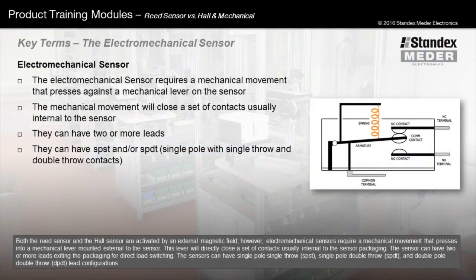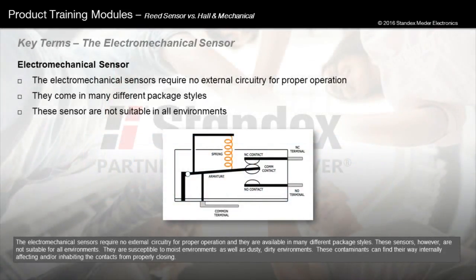Both the reed sensor and the Hall sensor are activated by an external magnetic field. However, electromechanical sensors require a mechanical movement that presses into a mechanical lever mounted external to the sensor. This lever will directly close a set of contacts, usually internal to the sensor packaging. The sensor can have two or more leads exiting the packaging for direct load switching. The sensors can have single pole single throw, single pole double throw, and double pole double throw lead configurations. The electromechanical sensors require no external circuitry for proper operation, and they are available in many different package styles.